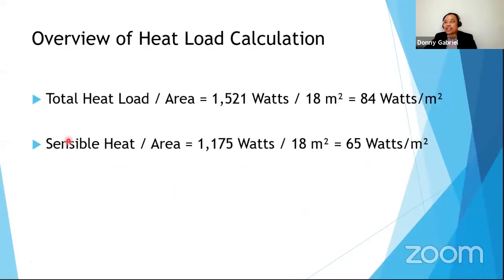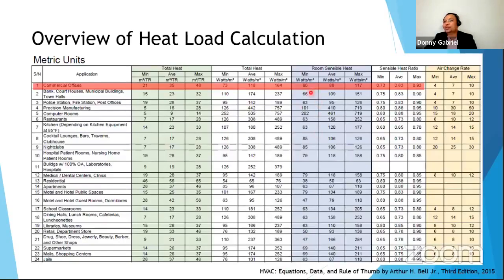So double check ulit natin, no? Sensible heat natin is 1.1 kilowatt divided by 80 square meter. We are getting 65 watts per square meter. Asan tayo sa rules of thumb natin? Ayun, no? Watts per square meter around here. So tama, consistent tayo. We're on the low side. Okay. So which means our calculation is sufficient for commercial offices. We are within the range of expectation according to our rules of thumb.